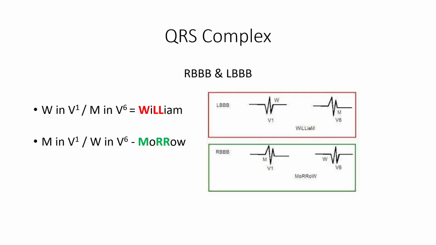For left bundle branch block in V1, it looks like a W. For a right bundle branch block, it looks like an M. And then the opposite for lead 6. That looks like an M if it's a left bundle branch block and a W if it's a right. So again, just more methods for pattern recognition.